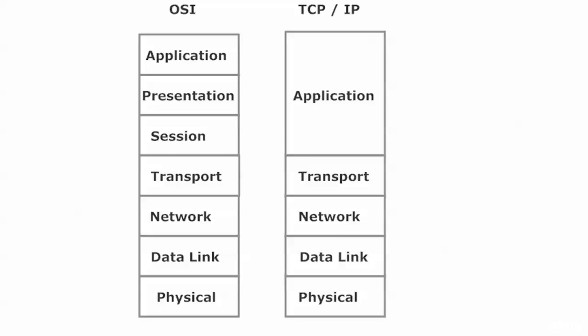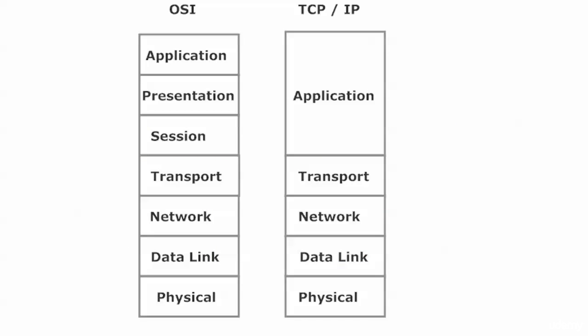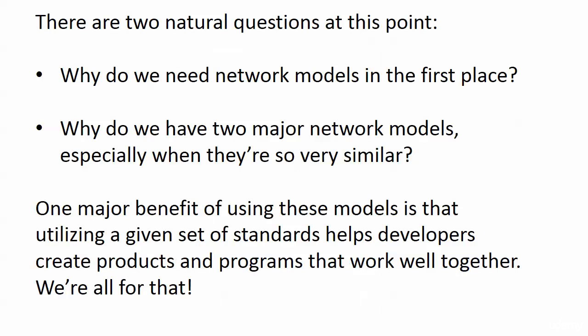So you're looking at those models and you hear what I'm saying, and you've got 2 natural questions at this point, which closely mirror the questions I had at this point in my studies. First off, why do I need network models in the first place? Does anyone really care? Am I really going to use these? You are, and we're going to talk about that in a moment. But the other question, especially for those of you new to the models, is why do we have 2 major network models, especially since they're so very similar? Now, they weren't similar originally, but they sure are now. So why do we still have 2 of these around?